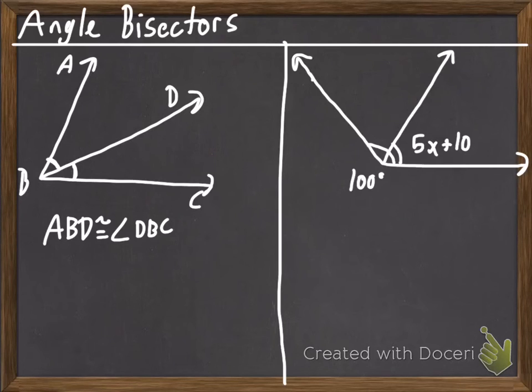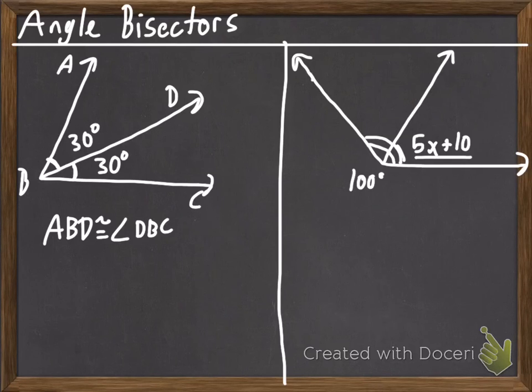So let's say we know that ABD is 30 degrees. Well, if ABD is 30 degrees and BD is bisecting, that means that DBC is also 30 degrees. Over here on the right, we have an angle that is bisected. I forgot to put the other indicator here. This whole angle is 100 degrees, and we know that half of it is this 5x plus 10, and I want to find x.